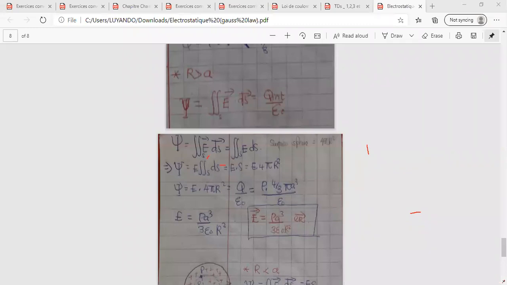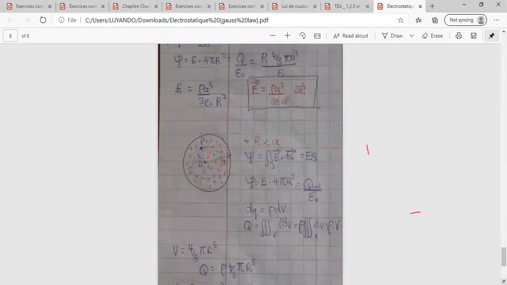Okay, so now we're trying to calculate the field inside the sphere. So we have our sphere and we have our radius. That's why I said R is not the radius, because we can be finding it at this point, and this point is not the radius. It's not equal to the magnitude of A. So we have R less than A, which is inside the sphere.